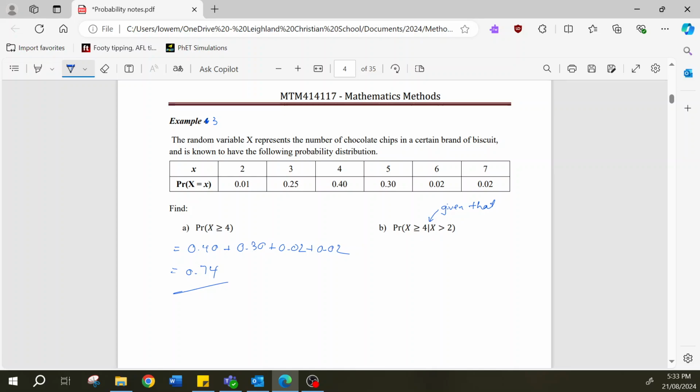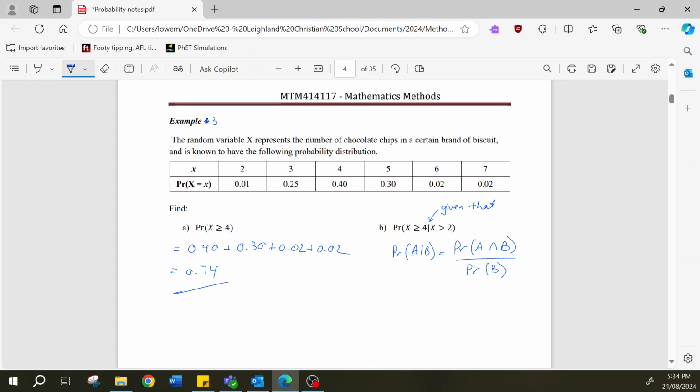Now we can use this rule. The probability that A given B occurs is equal to the probability of A and B divided by the probability of B. So that's the rule for conditional probability, which is not on your information sheet for methods 4. It is on the methods 3 information sheet, but not on the methods 4.